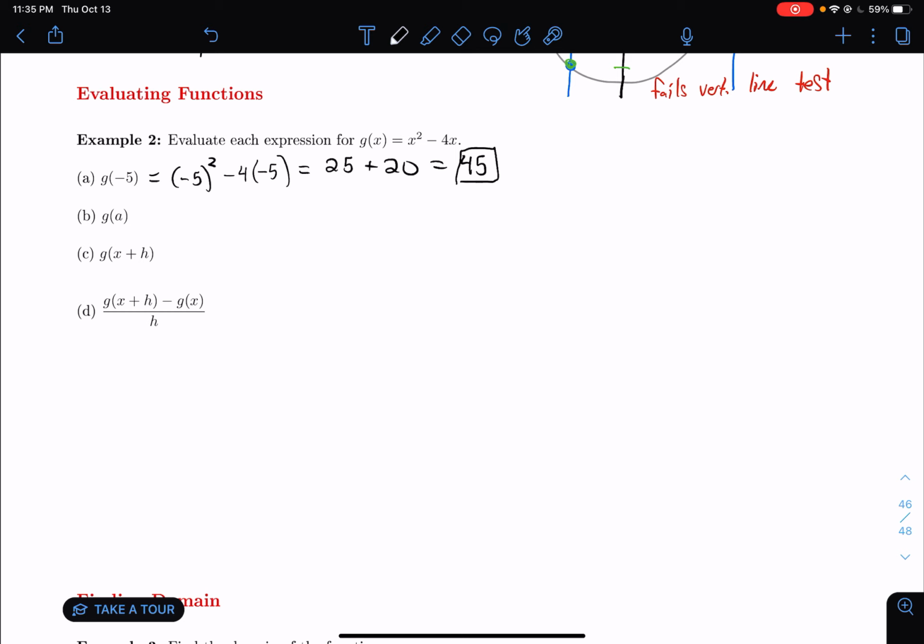Okay, so the same thing applies even if the thing that I have inside the parentheses is a variable. Like over here, I have this a. Whatever's in the parentheses, that's what I'm going to plug into my function where the variable is. So where that x is, I'm going to be plugging in a now. So that'll give me a squared minus 4 times a. And so I could write this more simply as just a squared minus 4a.